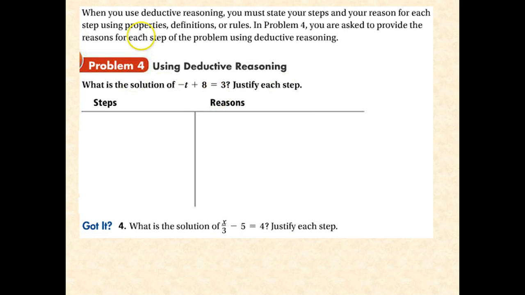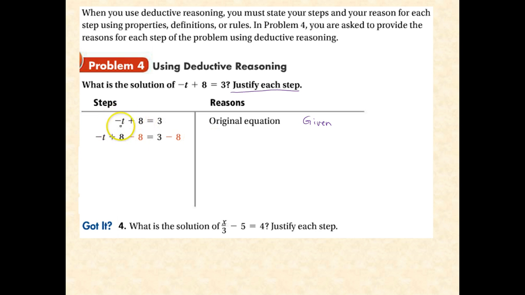Alright, when you use deductive reasoning, you have to state your steps and your reason for each step. This is kind of like how you're supposed to do a formal write-up. So what's the solution of negative t plus 8 equals 3, justifying each step, like you're supposed to do in a formal write-up. Wink, wink, hint, hint, nudge, nudge. Okay, so negative t plus 8 equals 3. That is the original equation, or you can say that was given to us. Given.